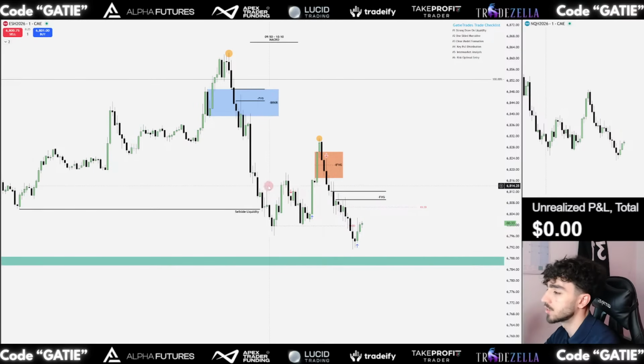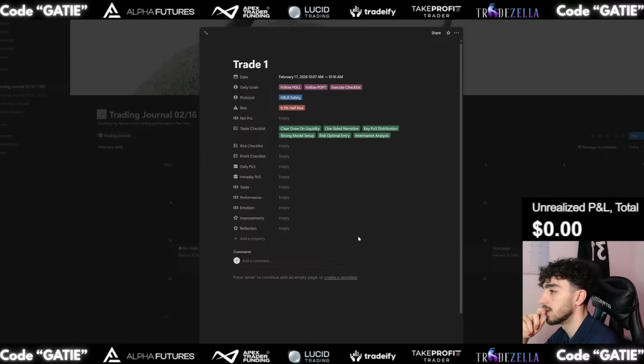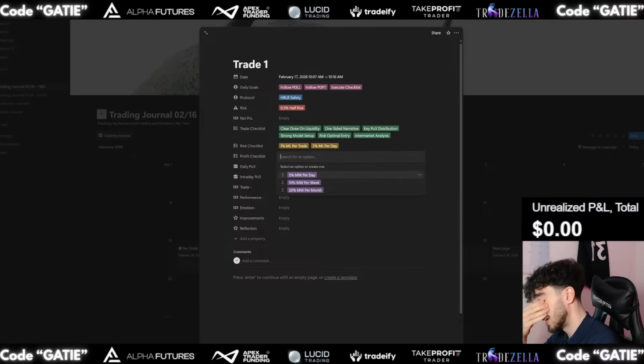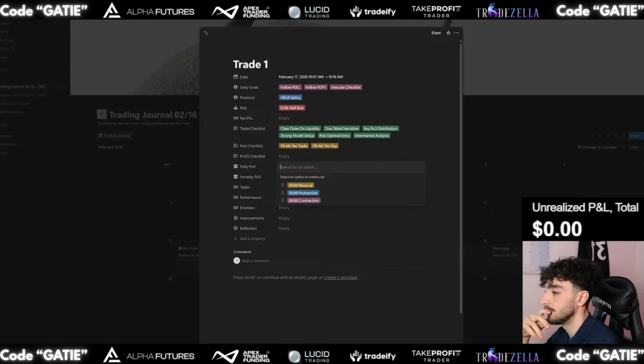This was a Silver Bullet protraction model, 1-minute gap, speed, nice inversion, protected high with a good draw on liquidity, risk market, everything was good. This trade's even better than the first one because it's a nice 15-minute fair value gap. I would definitely say both trades met all 6 criteria. For the risk checklist, we completed our 1% max loss per trade and the 2% max loss per day. We never went down that much money. And the profit checklist, we don't have to do that because we're not there yet. We didn't make that much money.